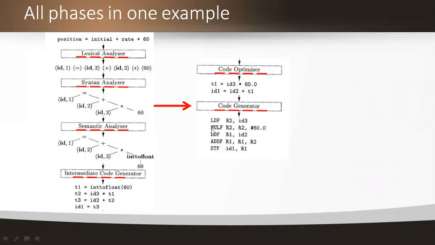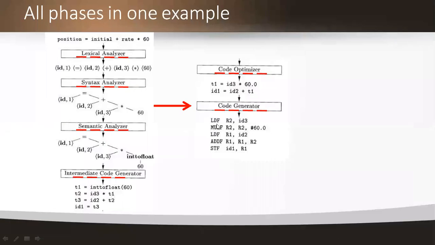And all the remaining, MULF, ADDF, are arithmetic operations on floating point registers. The remaining two are the floating point data transfers. These LDF and STF are the data transfers. These are the arithmetic operations.